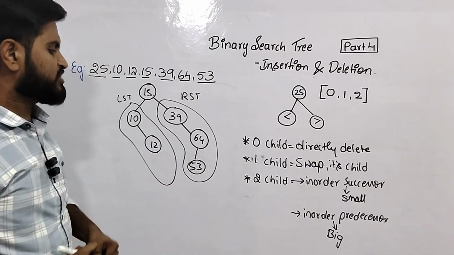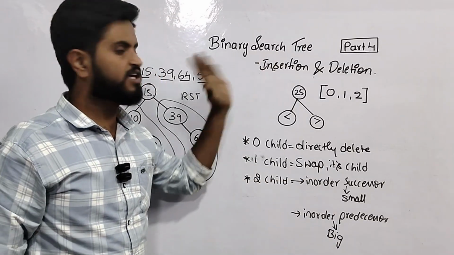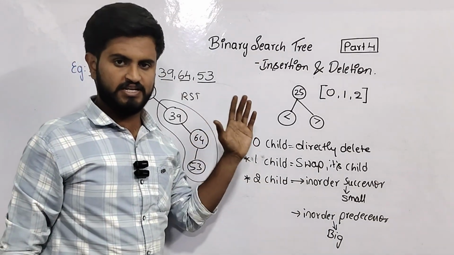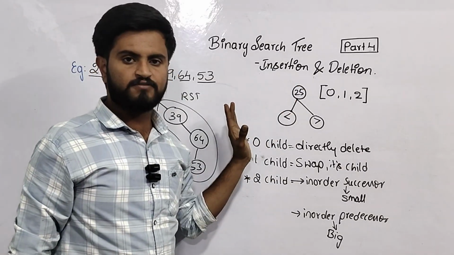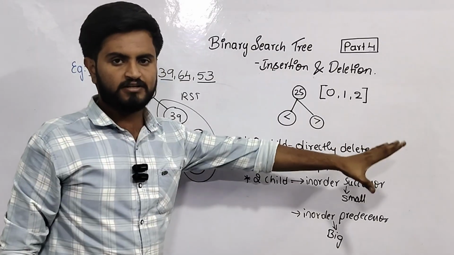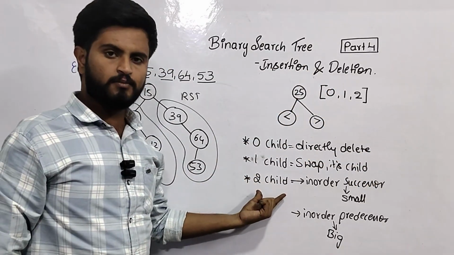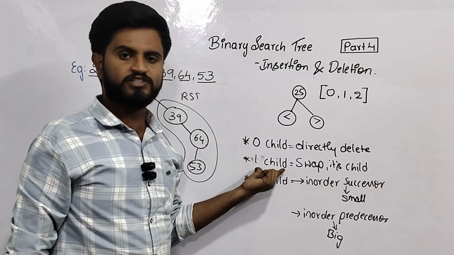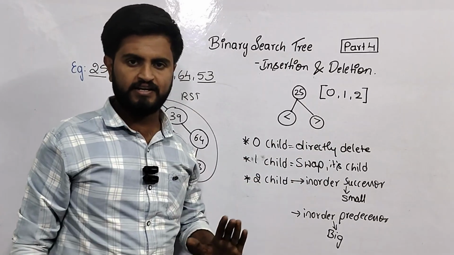You can either use in order successor or you can use in order predecessor to solve the problem regarding the binary search tree. So while inserting, what you will be doing? Lesser value at the left side and the greater values at the right side. While deleting, you will be converting the node, whether it may be 2 children or 1 child, to 0 child so that you can directly delete that node.